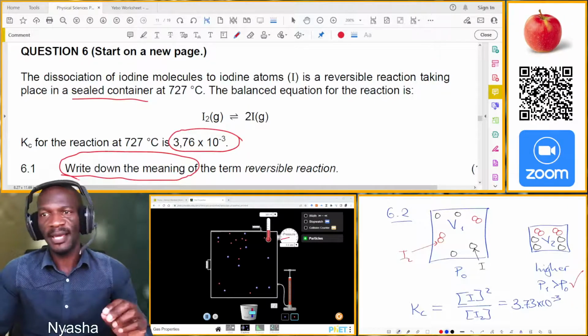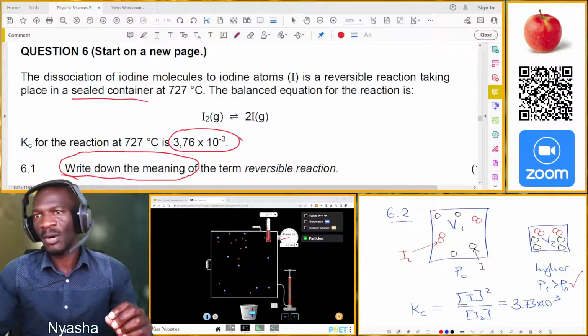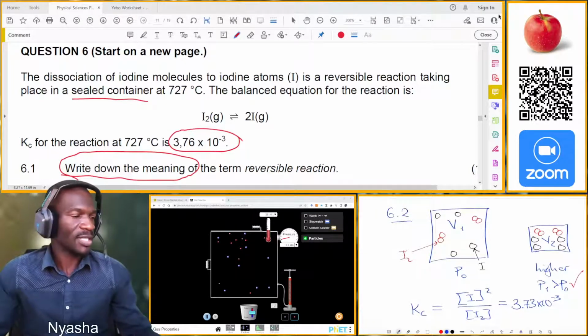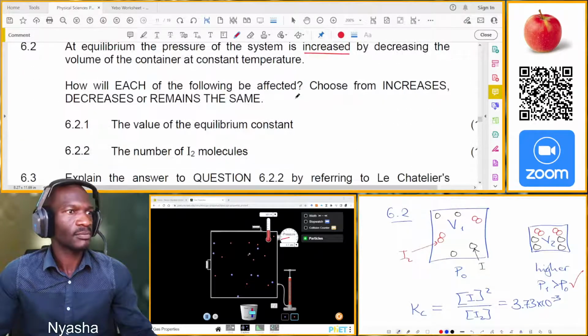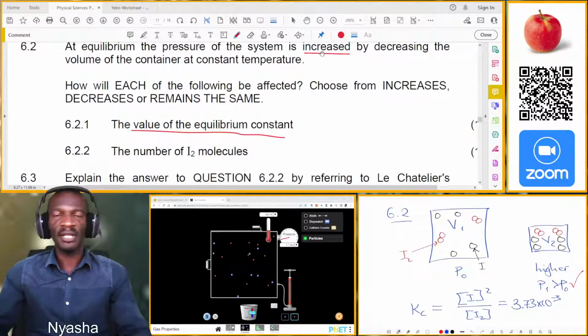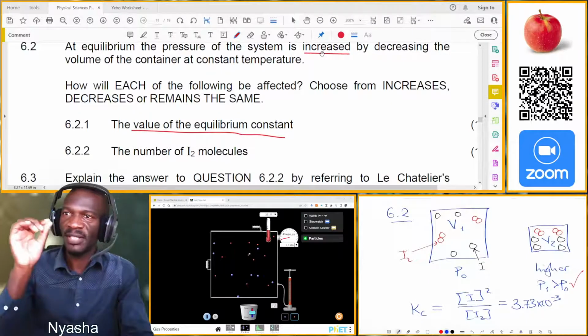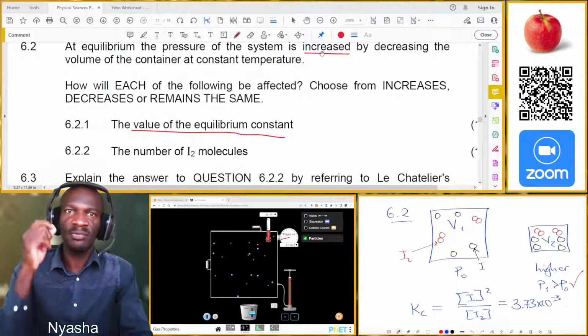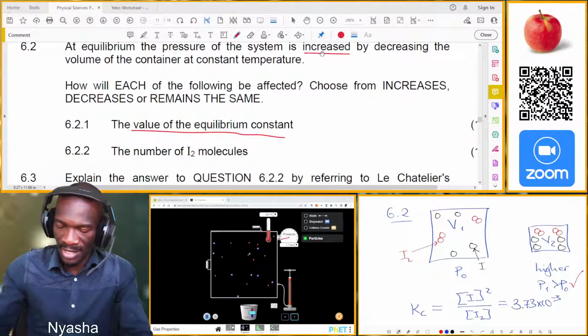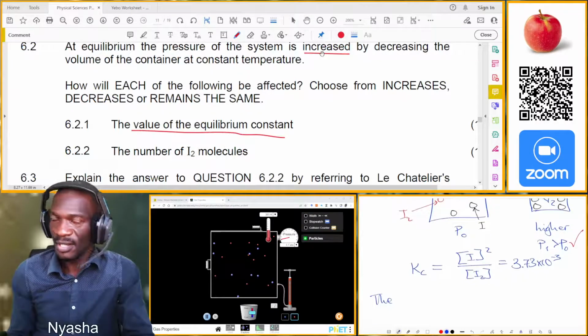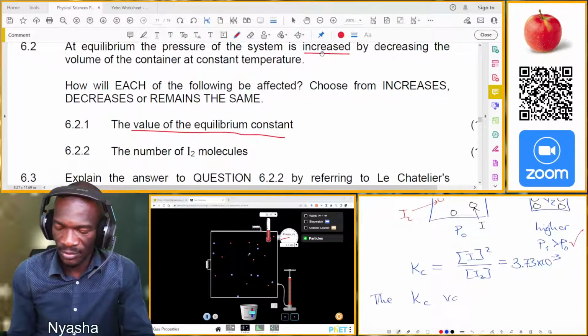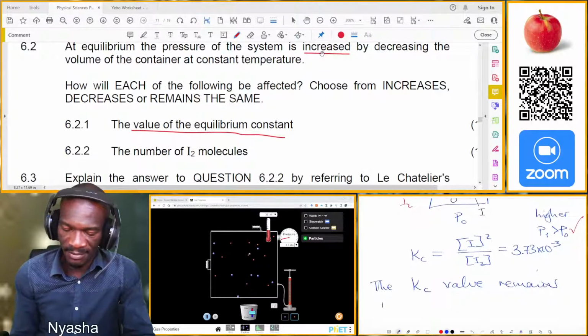In this case, according to our question, we wanted to find out what happens to the value of the equilibrium constant when you have reduced the volume and thereby increased the pressure. The value of the equilibrium constant remains the same. The Kc value remains the same.